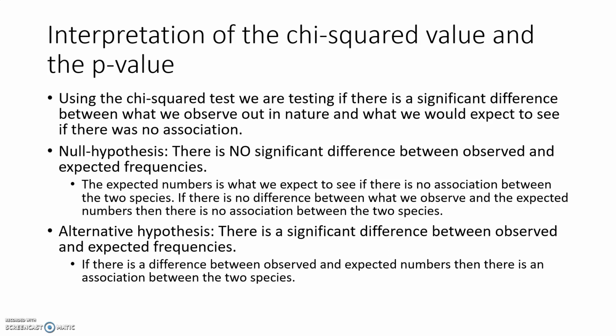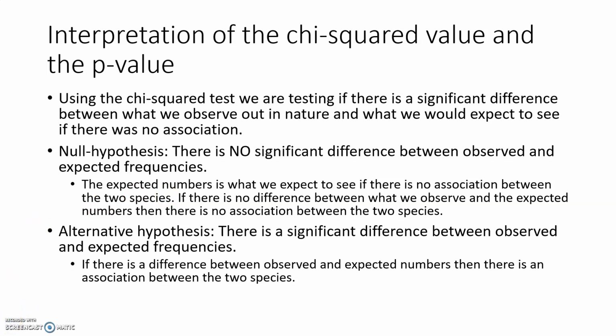So what does that really mean then? Well, since the expected numbers are what we expect to see if there is no association between the two species, what that means is that if there is no difference between what we observe and the expected numbers, then there is no association between the two species.